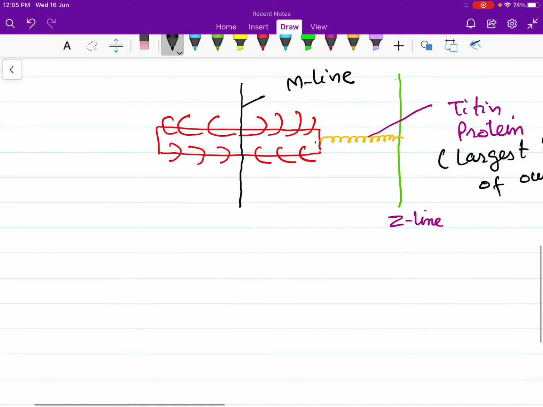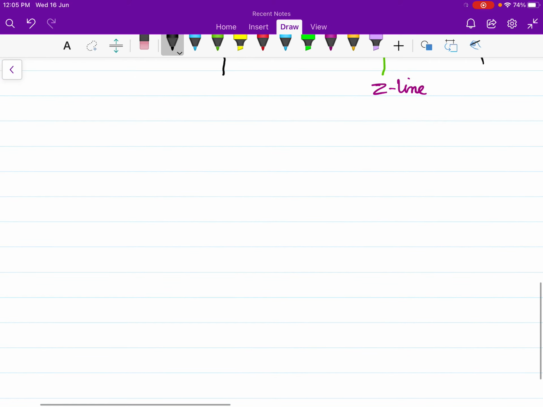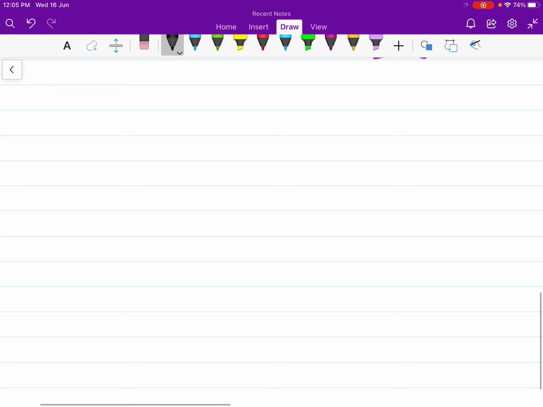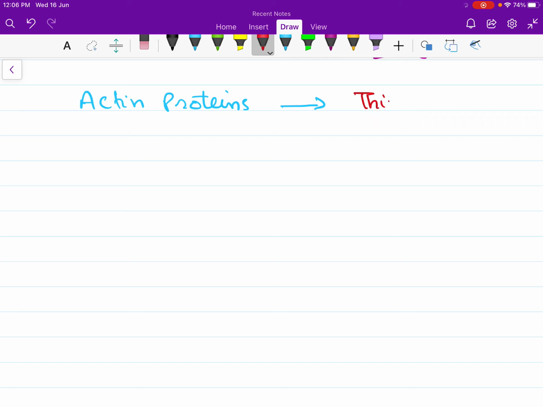Another type of protein found in muscle is the actin protein. As far as this actin protein is concerned, it is found in the thin filament. As far as this actin protein is concerned, actin proteins are globular proteins.